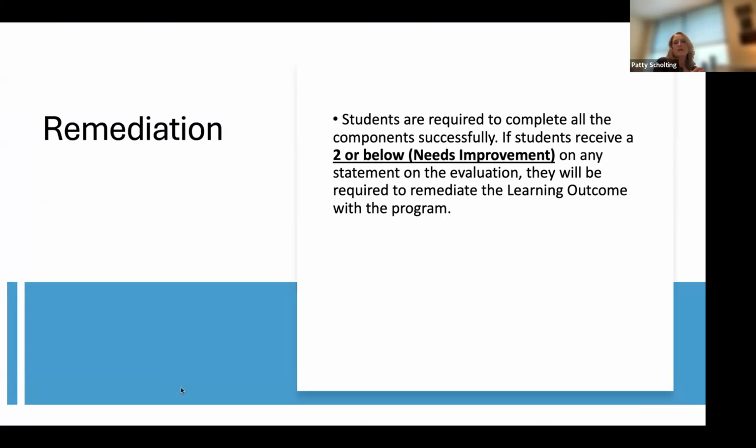Now, the students are required to complete all components successfully. If a student receives a 2 or below, which is basically needs improvement, they will need to remediate the learning outcome associated with that. And we will take care of that on our end. So nothing that you need to worry about, but don't be afraid. If there's a reason why the student is not performing well and you feel like they need improvement, I think that's perfectly acceptable to go ahead and choose that, but give it some thought.